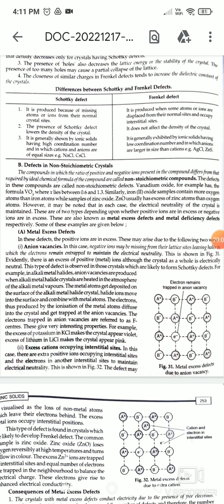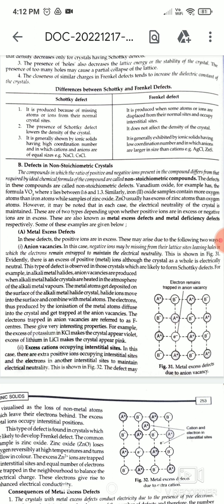Now next topic is defects in non-stoichiometric crystals. The compounds in which the ratio of positive and negative ions present in the compound differs from that required by the ideal chemical formula of the compound are called non-stoichiometric compounds. The defects in these compounds are called non-stoichiometric defects. Vanadium oxide, for example, has the formula VOx, where x lies between 0.6 and 1.3.